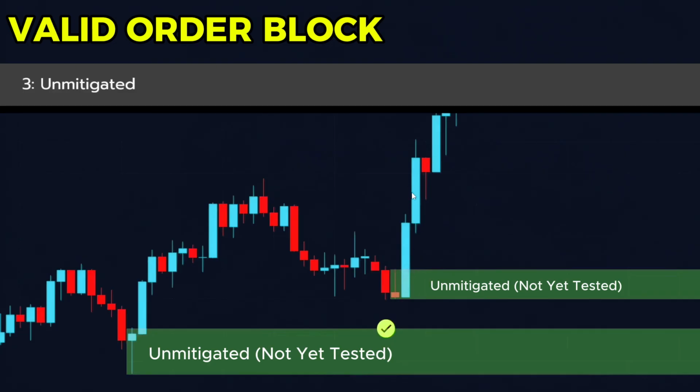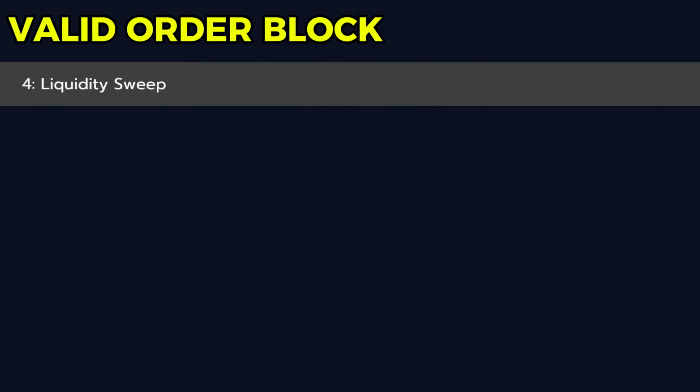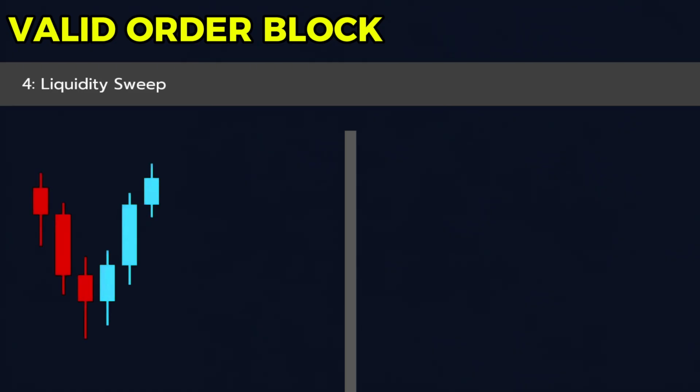Another point, we also get an order block after it breaks structure. This order block is not yet used. The price has already gone and hasn't moved back yet. We consider it to be unmitigated and can continue to use it.